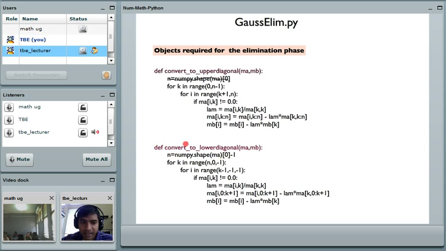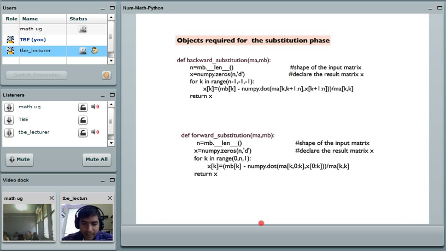Similarly, I defined another object which converts it to the lower diagonal. It follows exactly the same way, except for some variables and the ways in which the loop is written. Again, there are other objects for the substitution phase. For the substitution, you have forward substitution and backward substitution. I first define the backward substitution, which also works in the same way.